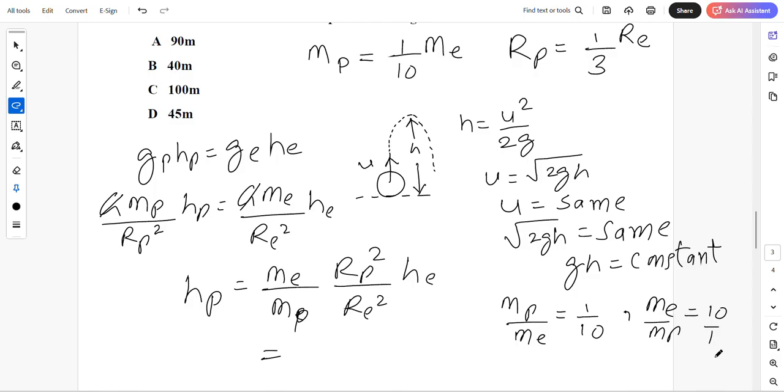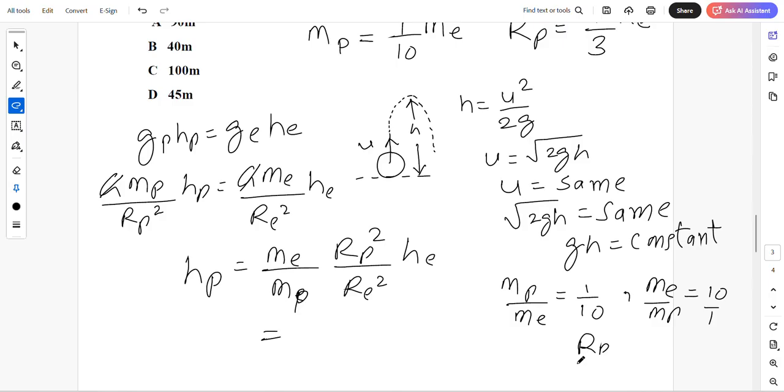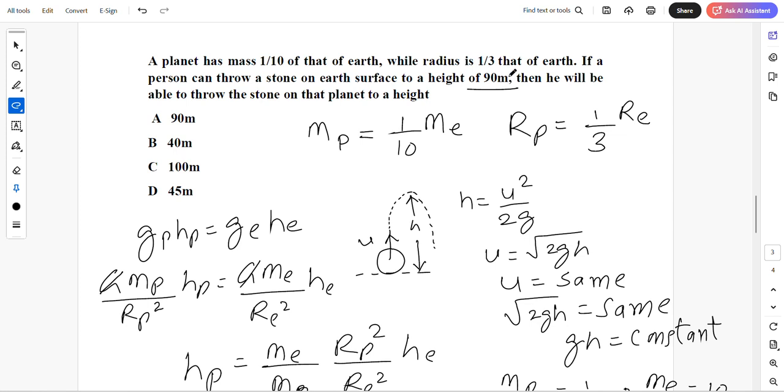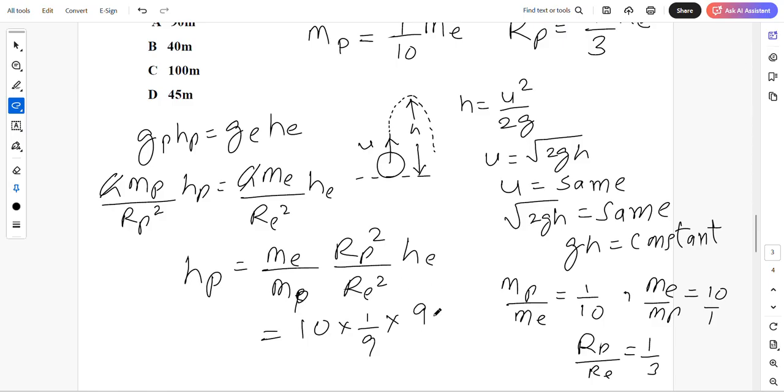How much is rp by re? rp by re is 1 by 3. Its square will be 1 by 9. me by mp is 10 into 1 by 9. he is given. He is how much? That is 90 meter. Multiply that by 90. So this 9 I can cancel: 10 into 10 is 100 meters. 100 meters is the right answer.